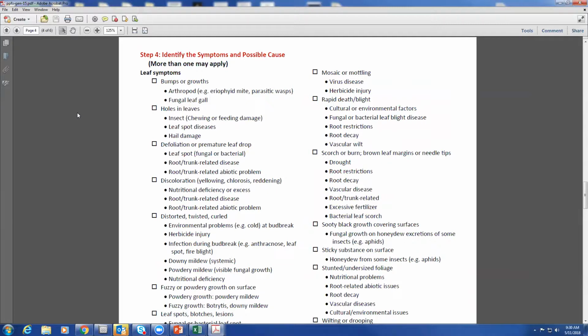This is when we start trying to pull apart whether we've got an abiotic problem, meaning not living. That can be anything from weather extremes, nutrition, compaction, exposure, those types of things, poor planting techniques. And then we can also think about other biotic factors: wildlife, insects, mites, that type of thing.